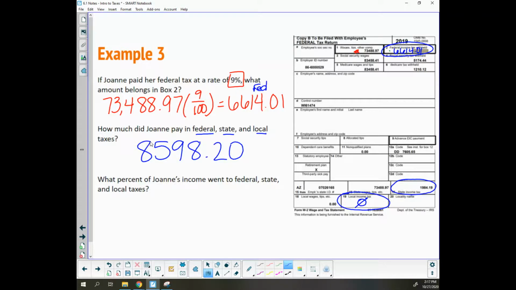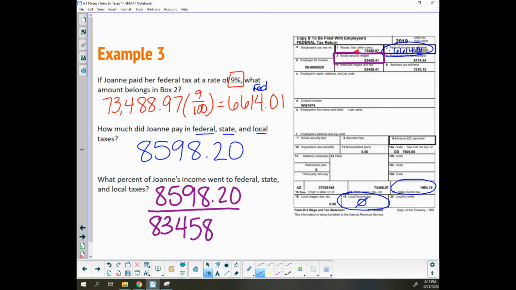What percent of Joanne's income went to the federal, state, and local taxes? So we're going to take the amount we just found, and we're going to divide by, this is where it gets really tricky, the full amount she earned, you guys. The full amount she earned is the $83,000. So it's whatever the bigger value is. This happens to be our box 3 value there, $83,458.41. We have to go out of the total. So we're going to divide that out.